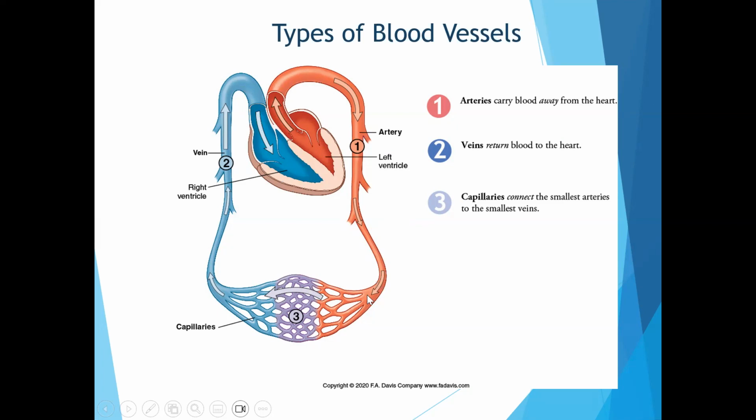And then as our arteries start to transition, we get to our capillaries. A lot of exchange of gases, nutrients, all that stuff happens in the capillaries. And then once that happens, they then kind of carry the blood that has lost its nutrients, oxygen, all that stuff back to the heart.